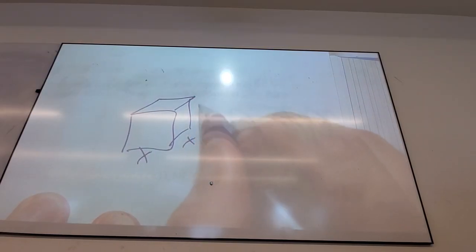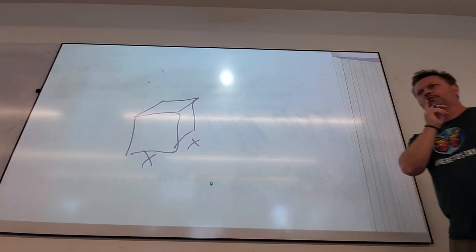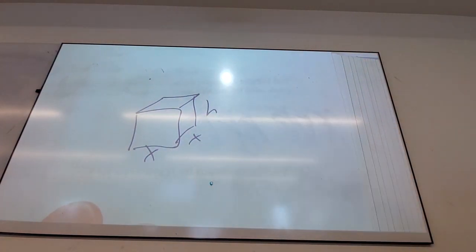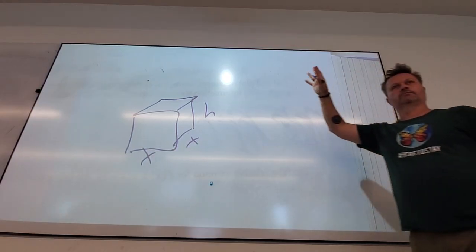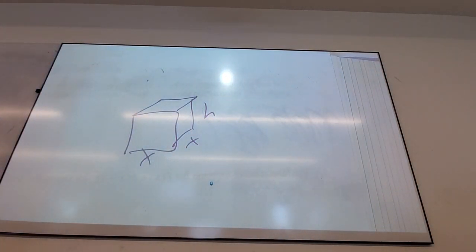What's this? No, it's not a cube. I don't know if it's a cube. They didn't say it's a cube. Height. Yes, it's H. All I know is the base is square. The height could be anything. What do they tell me about the top? It's open. So what is the surface area?